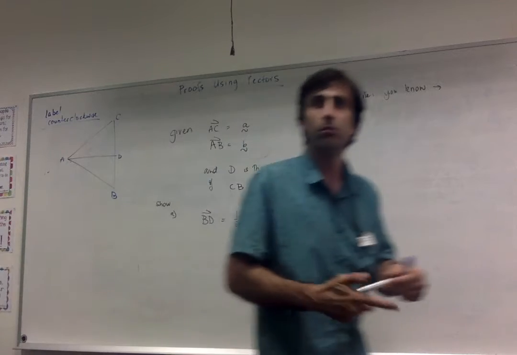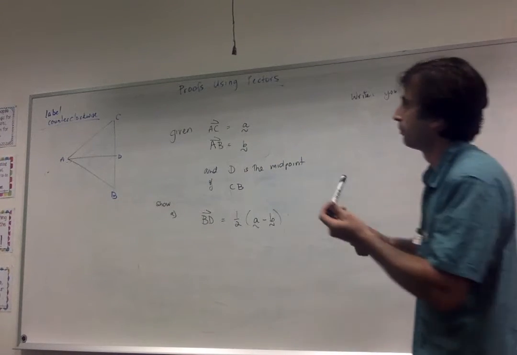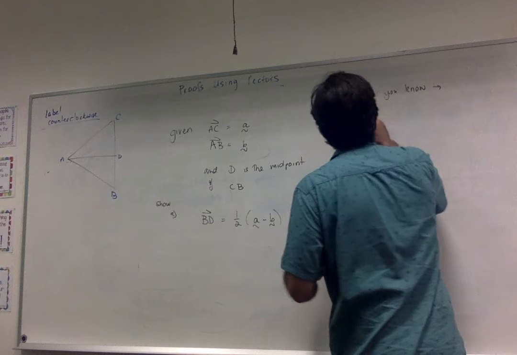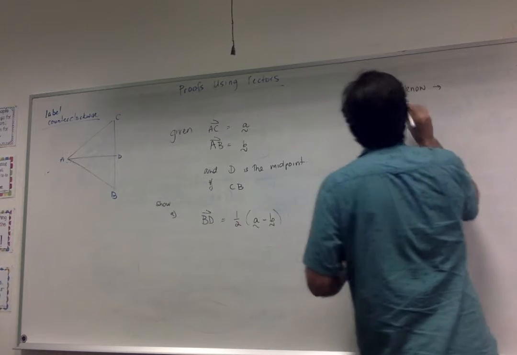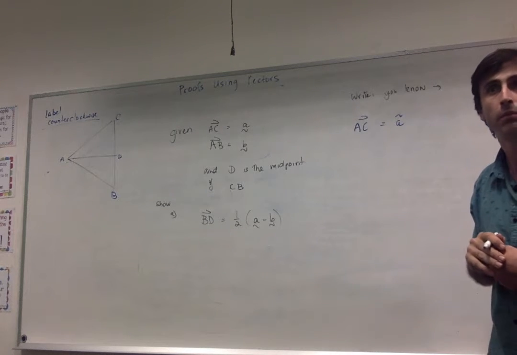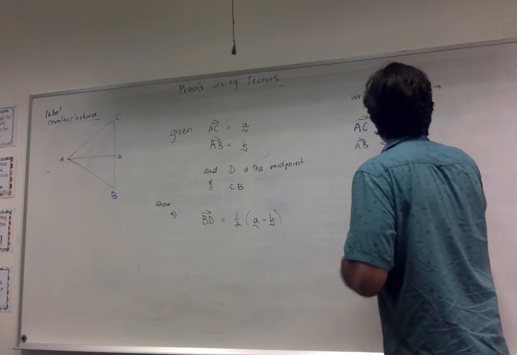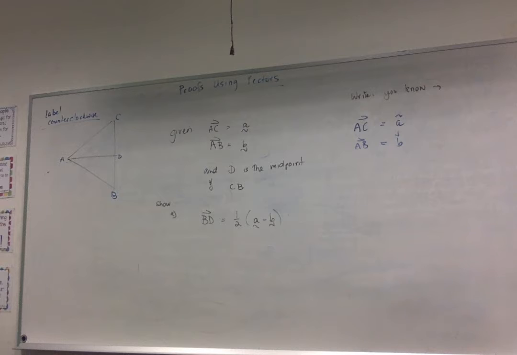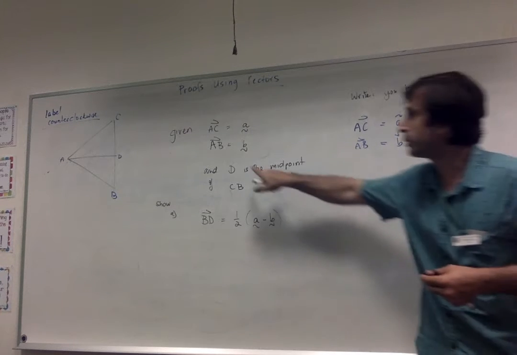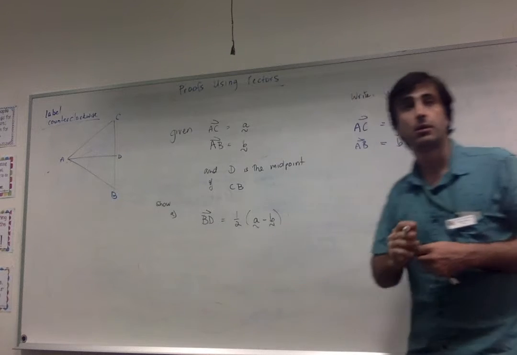What do we know? Okay, so we know that AC is vector A. Beautiful. AB is equal to vector B. Yeah, okay, but how would we write this as vectors?